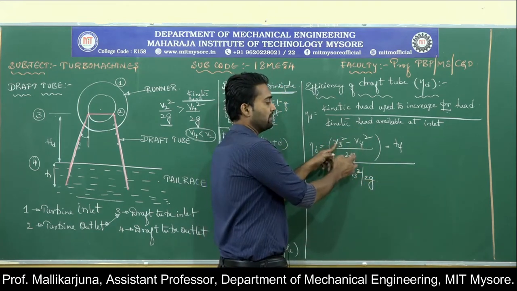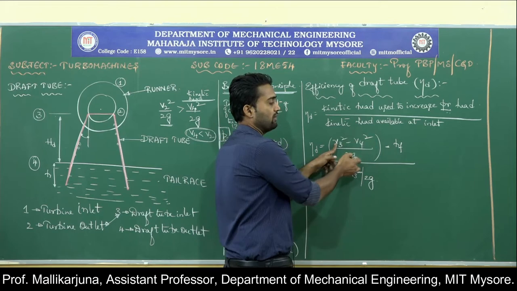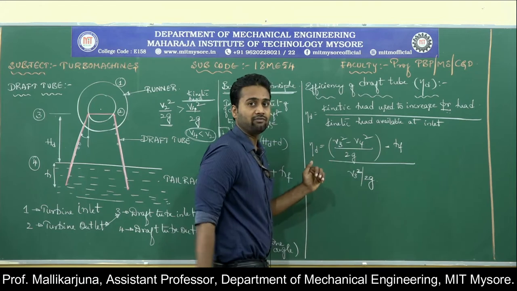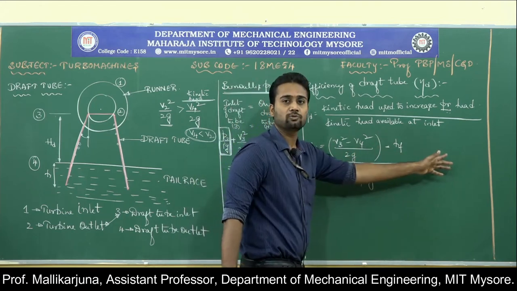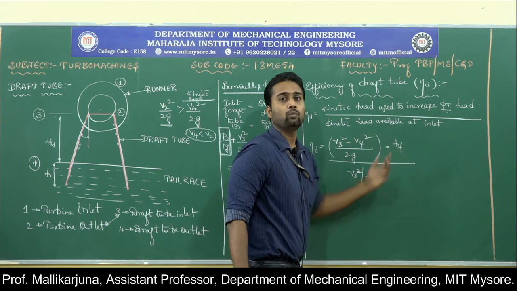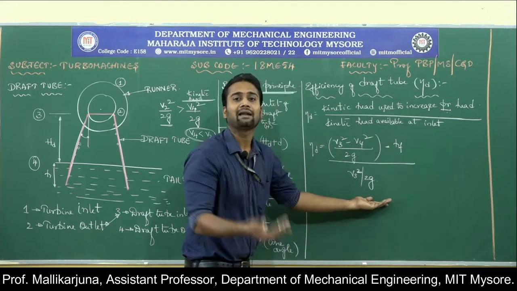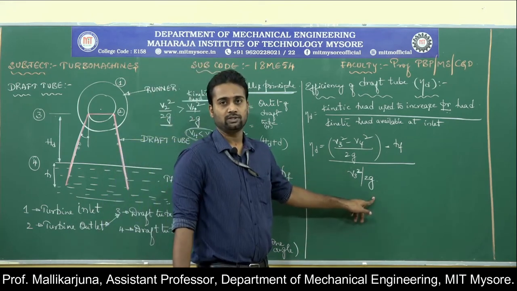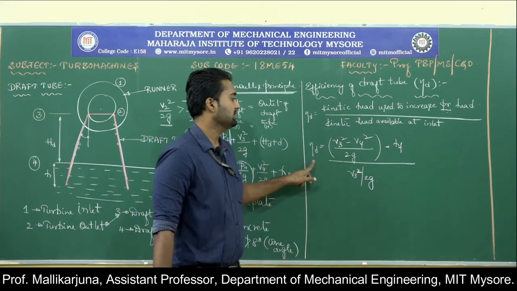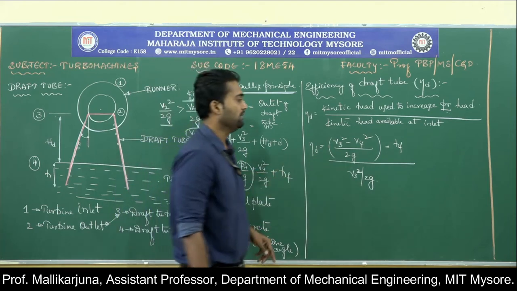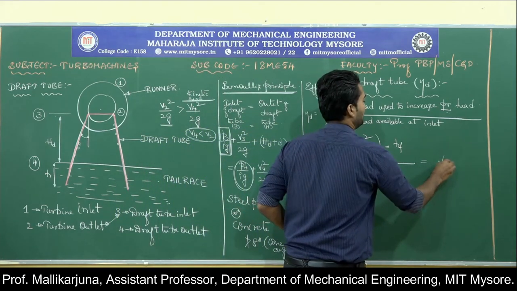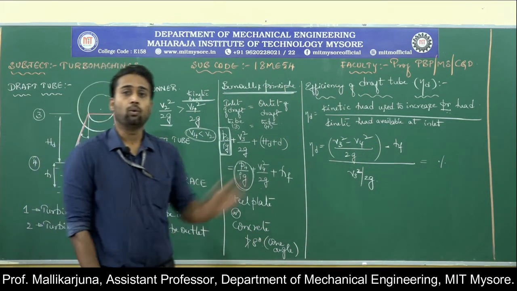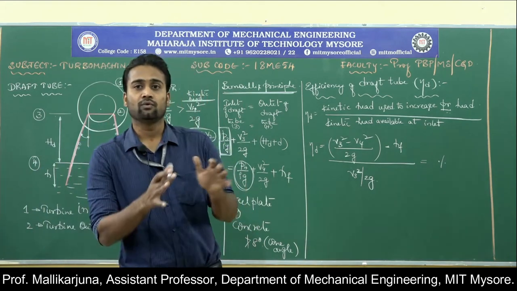If I subtract V4 square by 2G from V3 square by 2G, we will get the amount of kinetic head utilized by the draft tube. If any frictional losses are there, that should also be eliminated, divided by the original kinetic head available at the inlet portion of the draft tube, which is nothing but V3 square by 2G. So this is what is going to give us the efficiency of the draft tube, which will usually be expressed in terms of percentage.